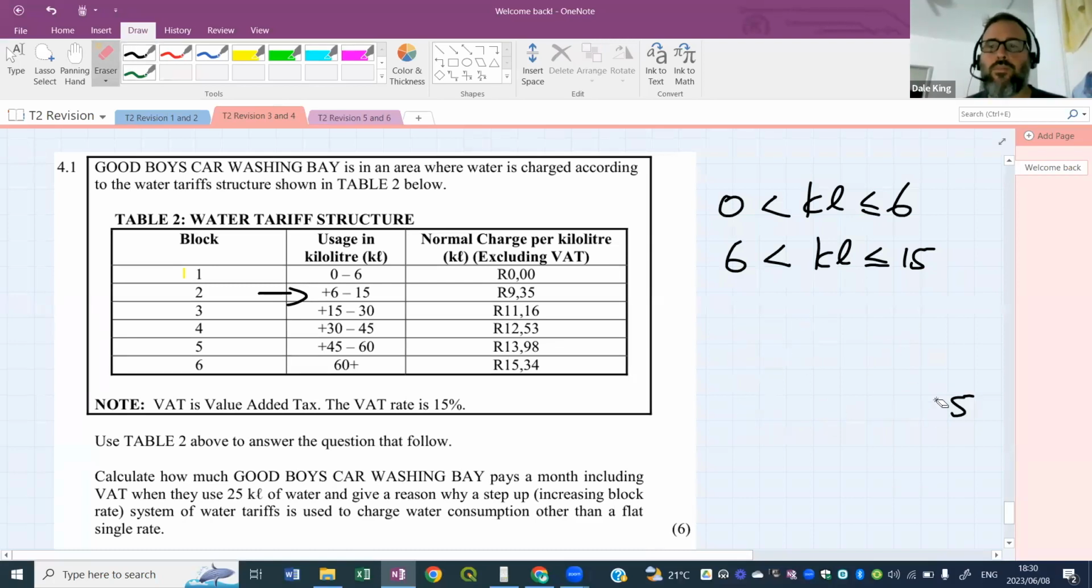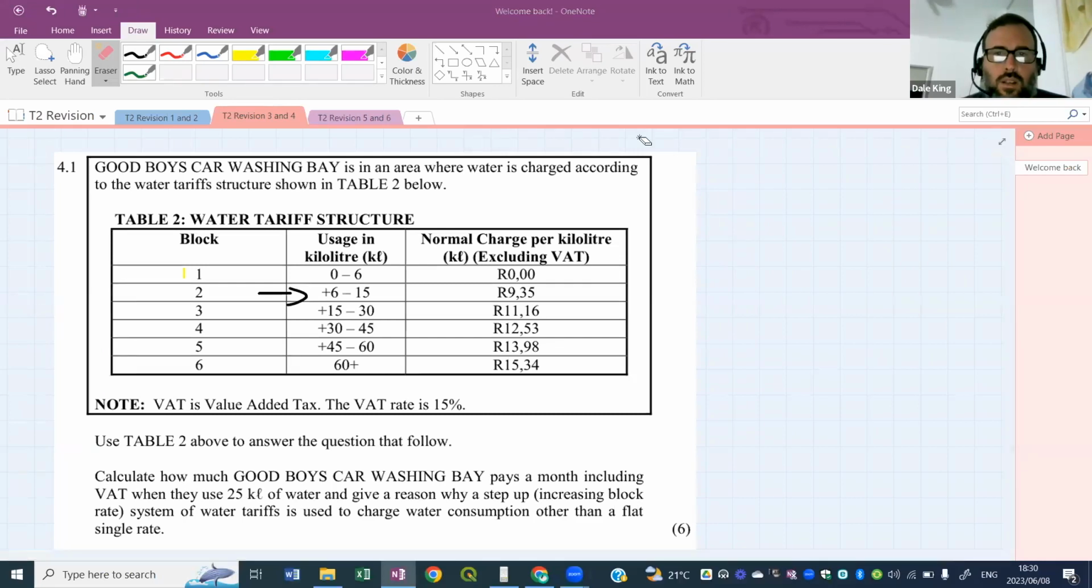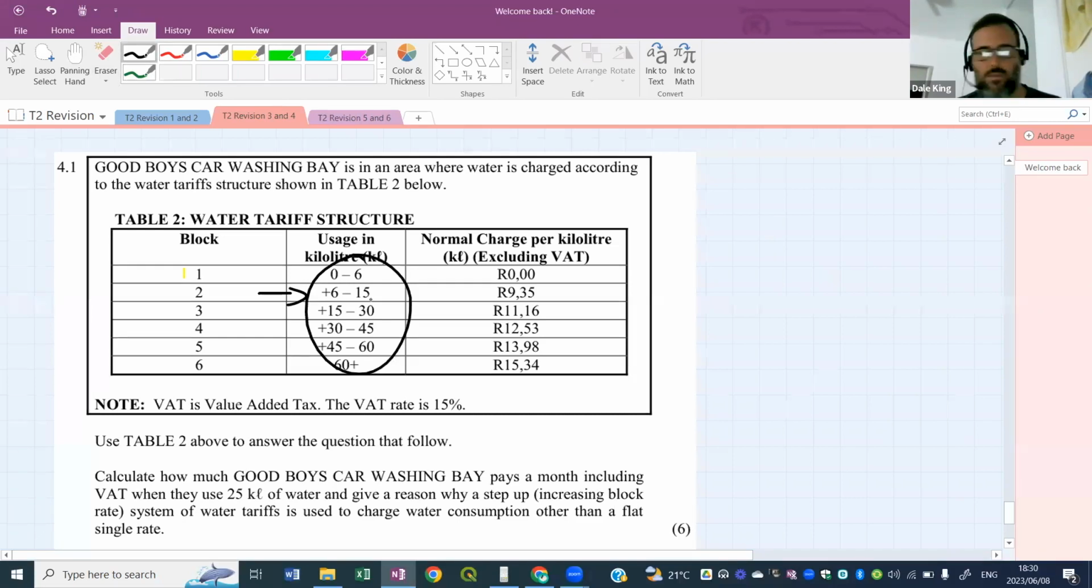So if you're on 6, you're in the first row. But if you're on 6,0001, you're in the second row, above 6. So there's an inequality sign. I've seen some matric math lit papers with them, but usually they give it to you like this. It means exactly the same thing, from one number to another. And it just means that, for example, in the second row, if it's a plus 6, it's above 6. But don't worry too much about it.